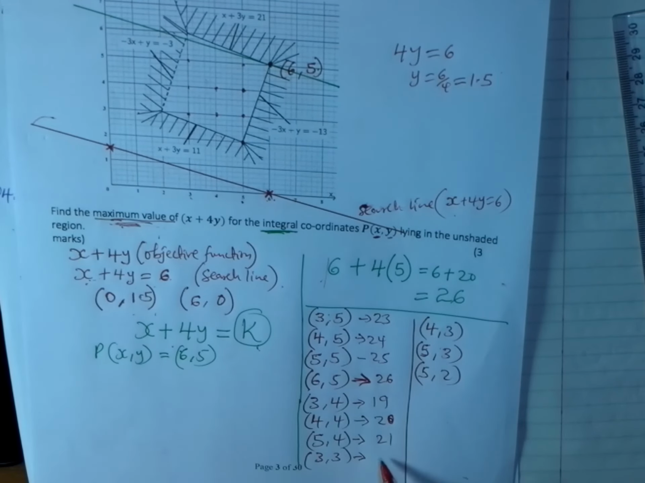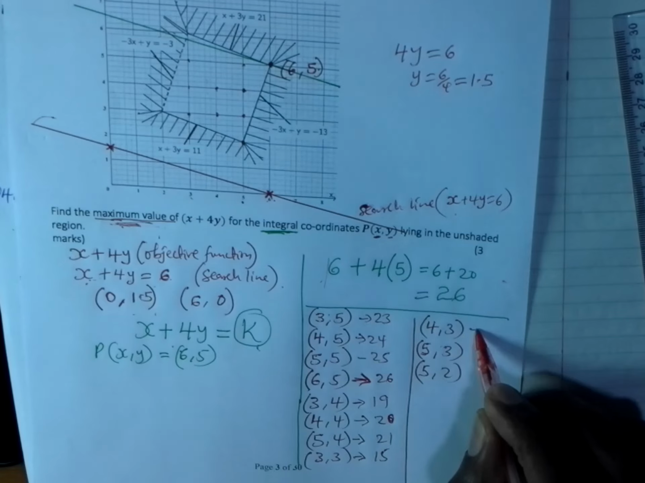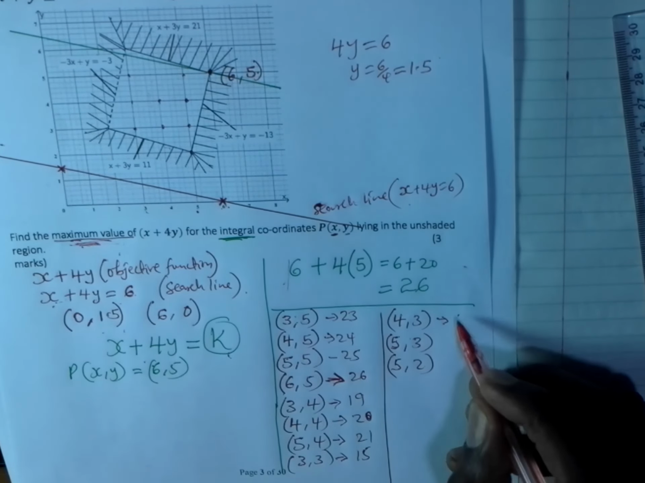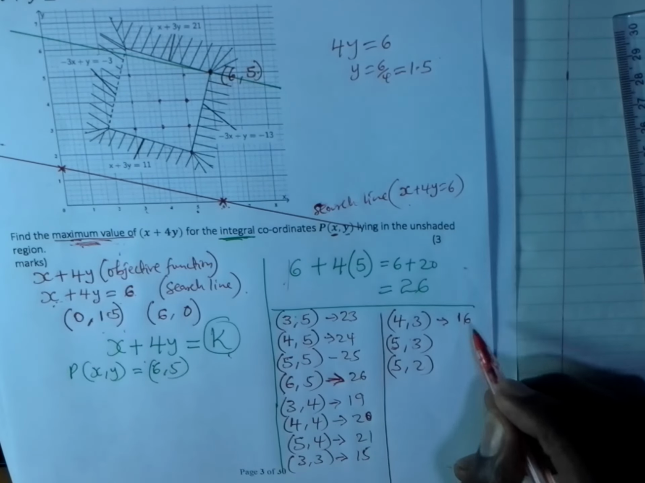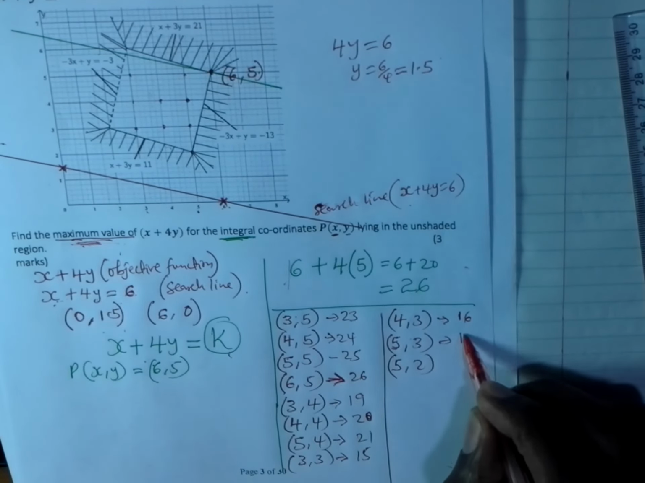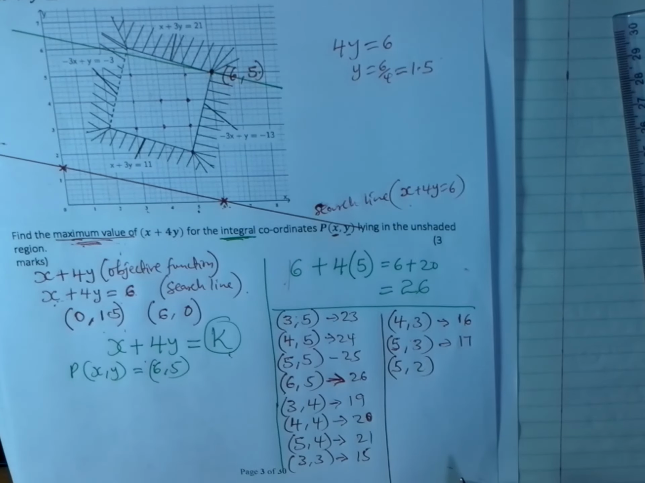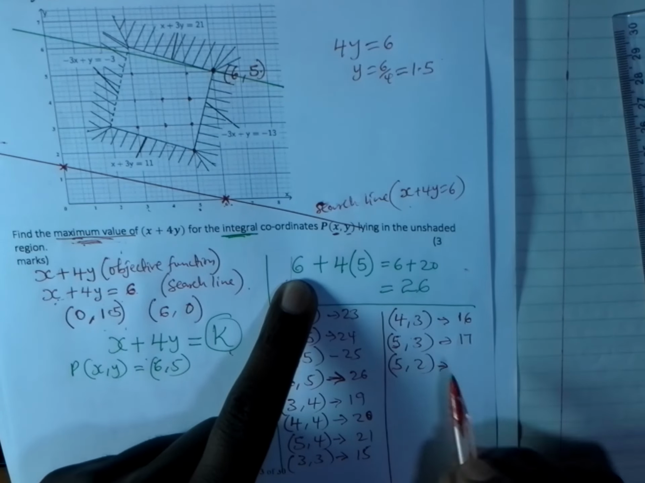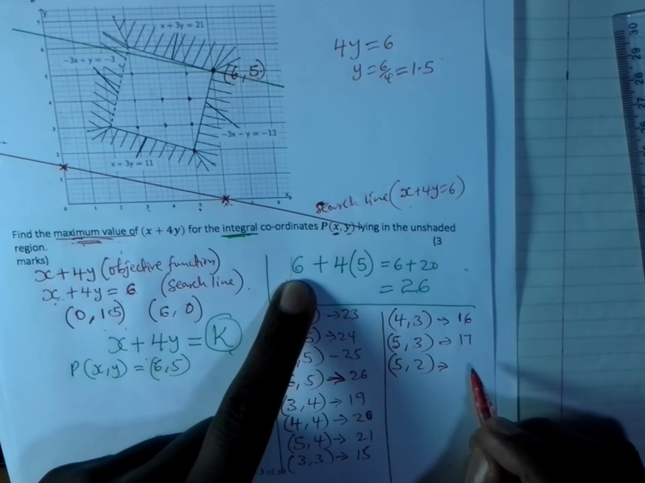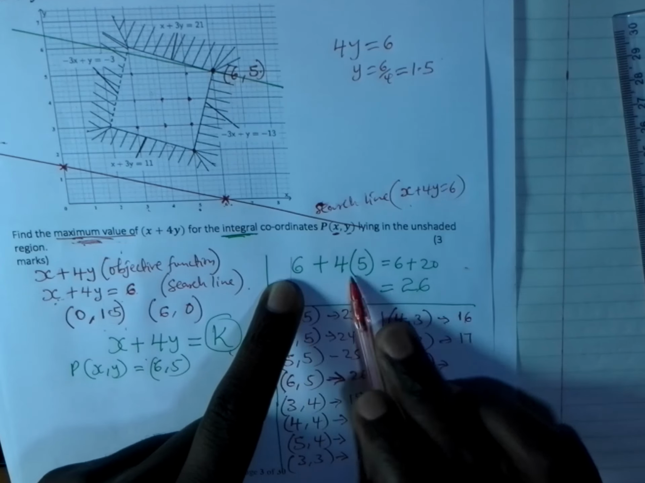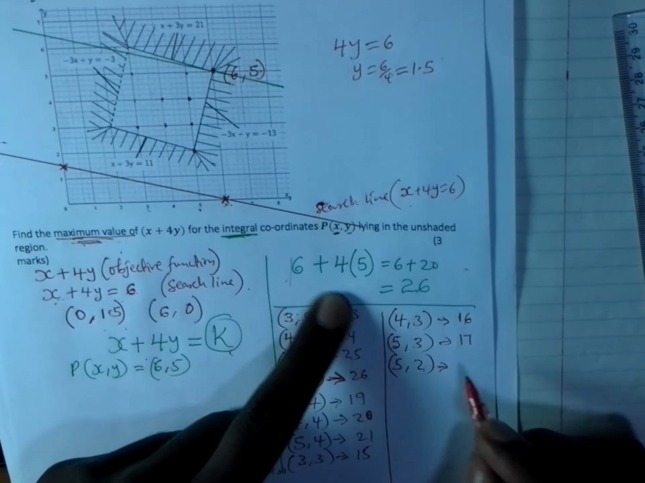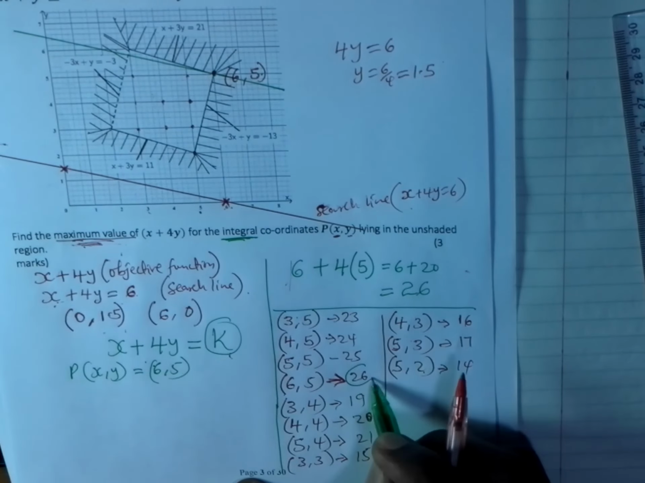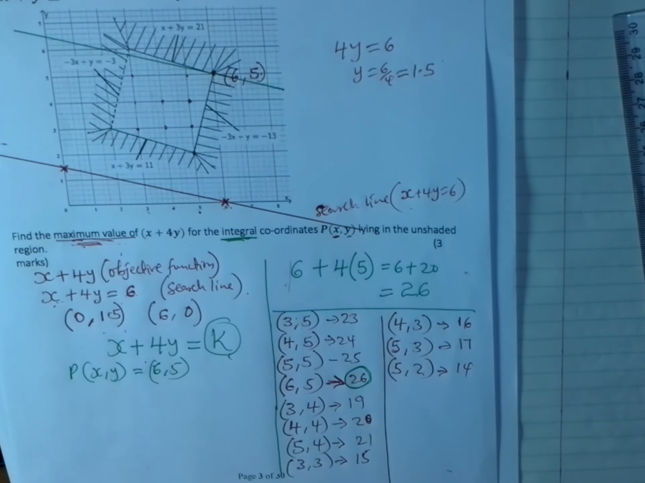For this one you will get 15. This value substituted into the objective function, you will get 16. The other one will get 17. And the last one, that will be 6 plus 8, you get 14. But we can see that this is the one which gives a maximum value.